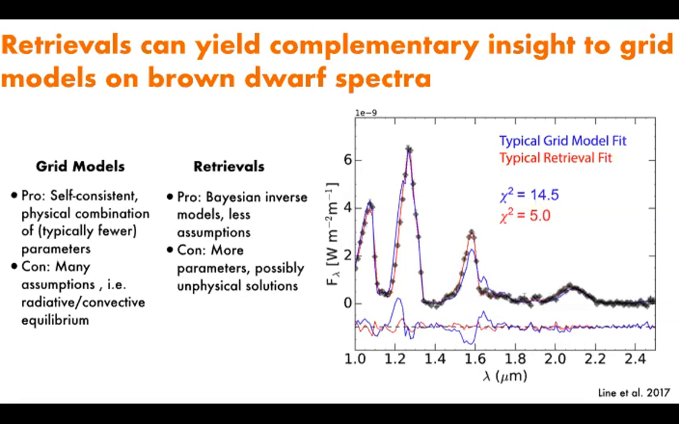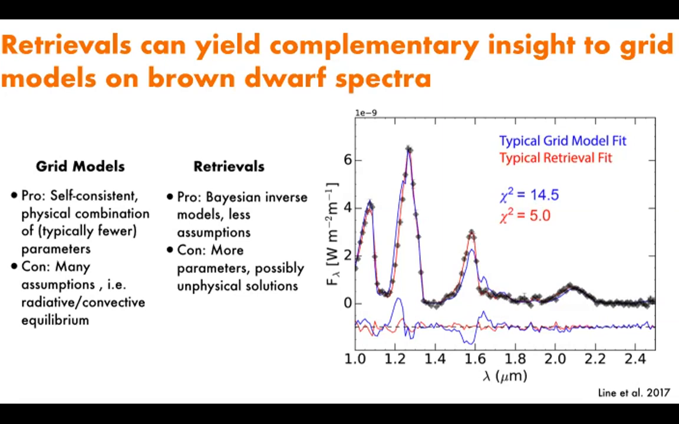Retrievals, or Bayesian inverse models, offer an alternative way to learn information from brown dwarf spectra with far fewer assumptions. Retrievals do, though, involve many more parameters, and they can also result in possibly unphysical solutions. So it's really important to think about whether your retrieval results mesh well with our current understanding of the physics involved. Mike Line successfully applied retrieval methods to 11 low-resolution T-dwarf spectra back in 2017, yielding abundance and temperature-pressure constraints, as well as a better fit to the data than the grid model fits. You can see an example of that here on the right.